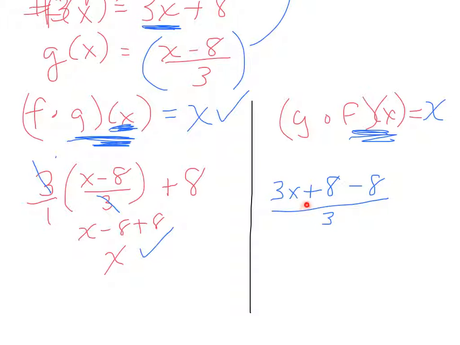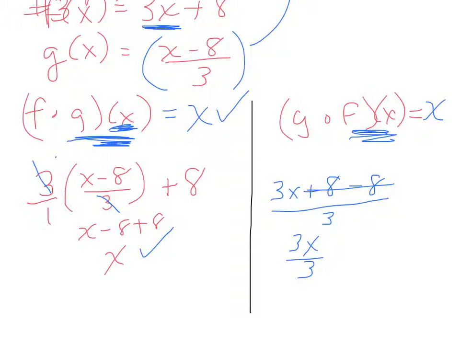You have addition and subtraction binding all this stuff on top together. So I can't cancel those 3's. But I can do plus 8 and minus 8 cancel each other. So those cancel each other. Stop it. You get 3x over 3.